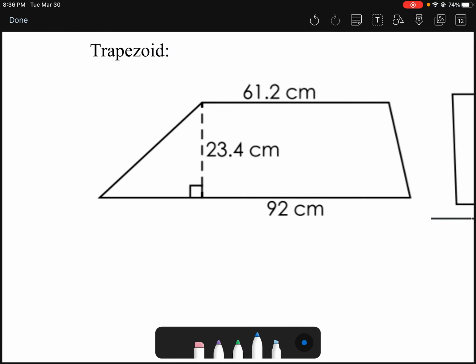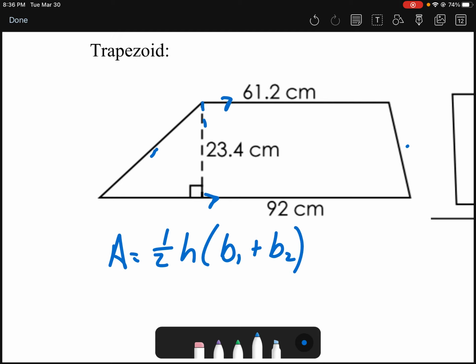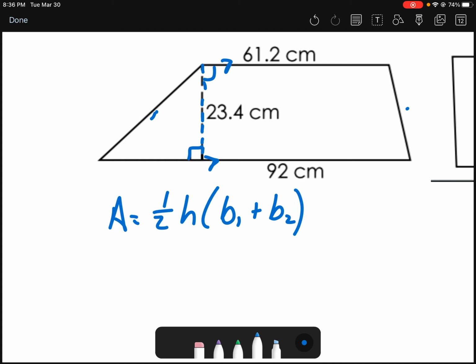For a trapezoid. Again, I can see this is a trapezoid because two of my sides are parallel to one another. And the other sides, they're definitely going to meet up if I extended them. To find this area, it's 1/2 times the height, and I add the bases together. So I know that this one is my height, and it's perpendicular to these two lines. So I'm going to take 61.2, add it to 92, and I'm going to multiply that by 1/2 and 23, oh my gosh, 23.4.